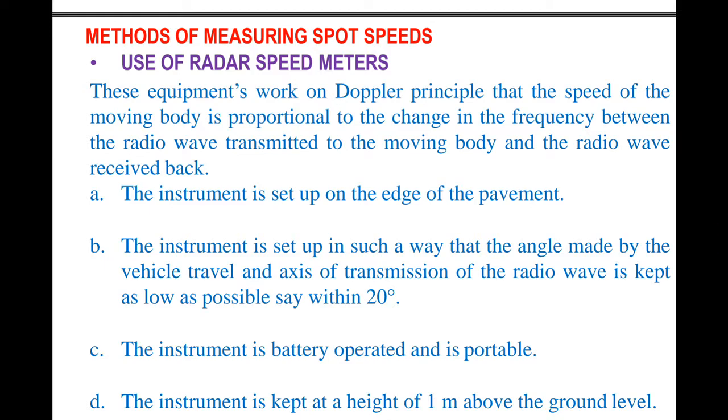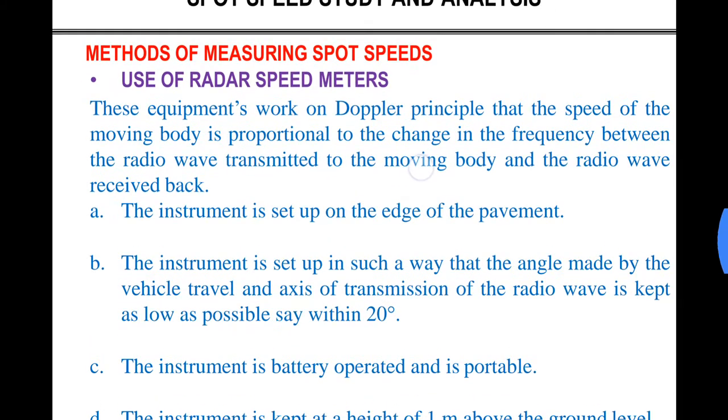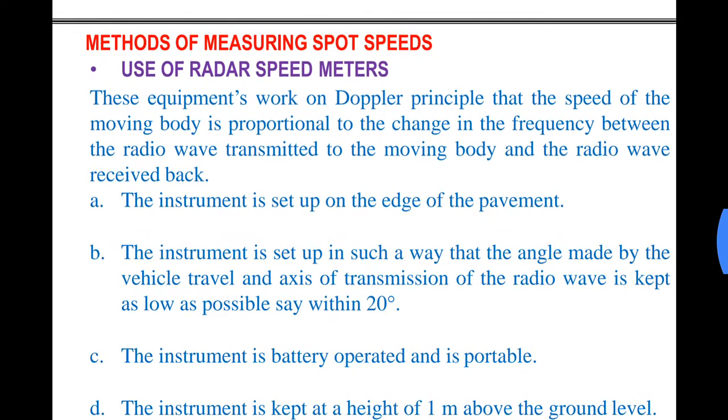Basically, we have a radar gun and we aim it at the vehicle and send a radio wave towards the vehicle. The radio wave will hit the vehicle and will be received back by the equipment. Depending on the speed of the vehicle, the frequency of the radio wave would be different, and from this the machine or the speed gun itself will record the speed of the moving vehicle.